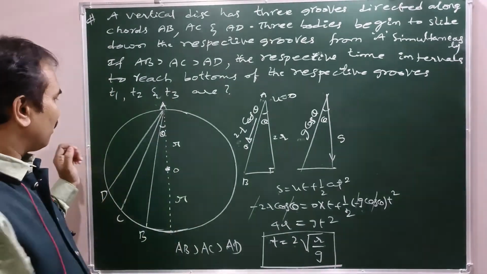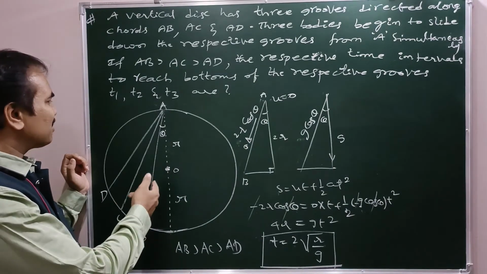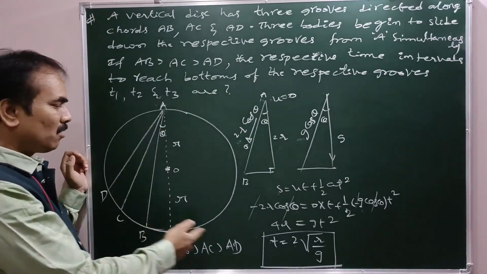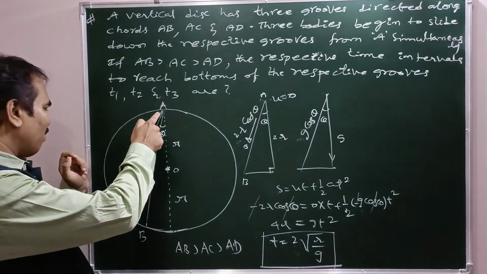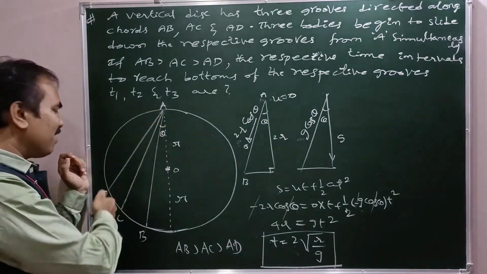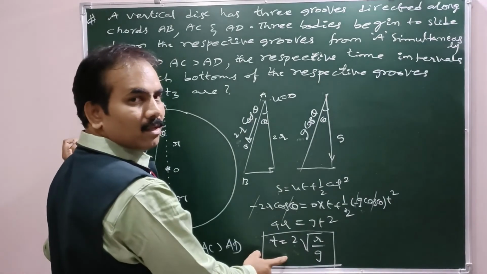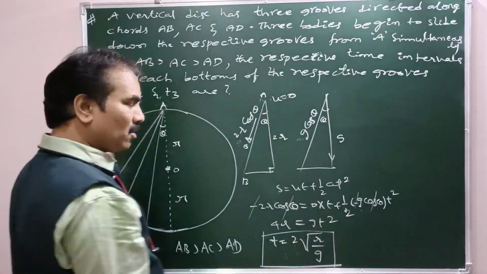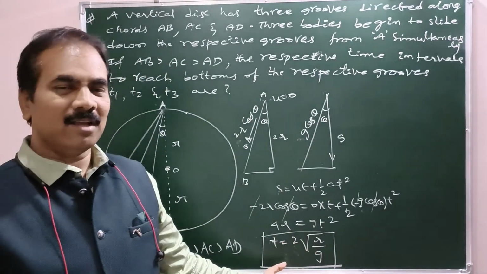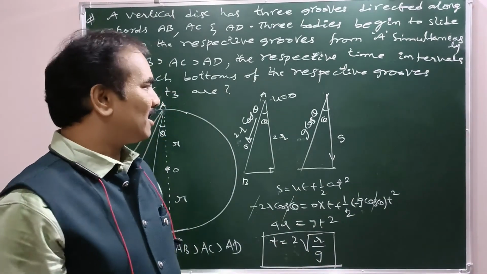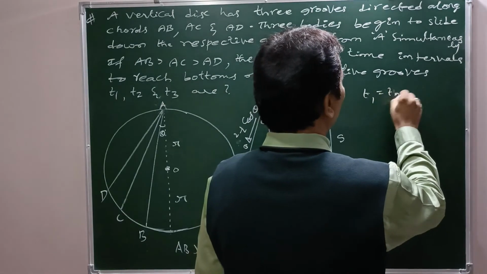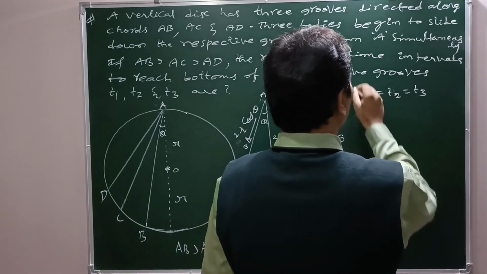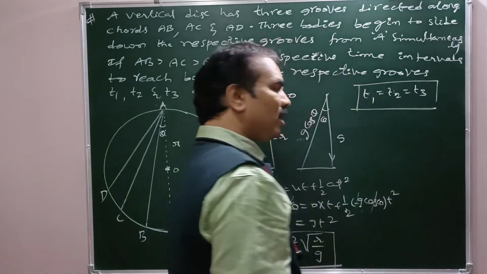If you consider the second ball which slides along the chord AC also, you will get the same relation. Even for the third ball which slides along chord AD, the same expression. Right? No variable in this expression. 2 constant, radius constant, g constant. Ultimately, time is constant. That is T1 equal to T2 equal to T3.